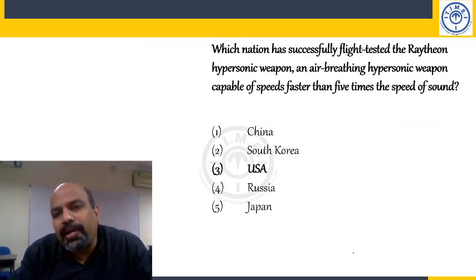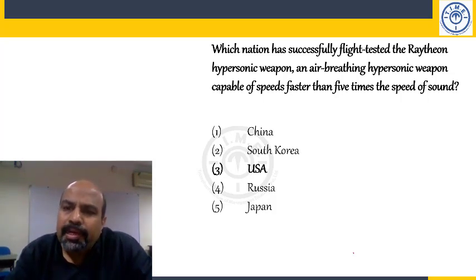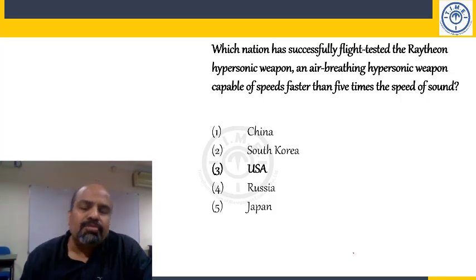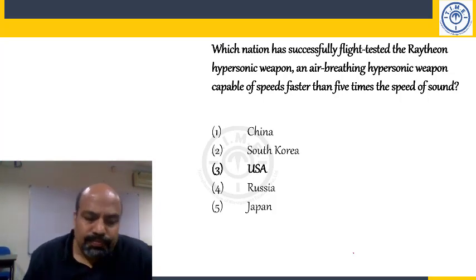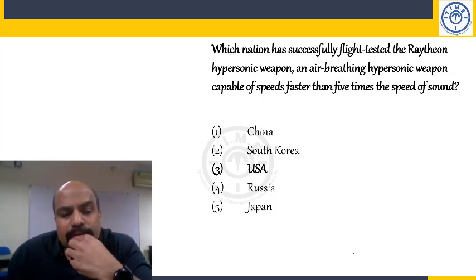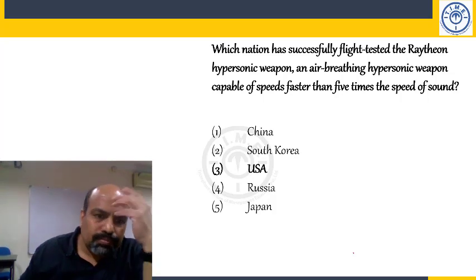Which nation has successfully flight tested the Raytheon hypersonic missile, of course, an air-breathing hypersonic weapon capable of speeds faster than 5 times the speed of sound? The United States. Okay, what is a hypersonic weapon? You write this. Hypersonic weapon dash travels in upper atmosphere.